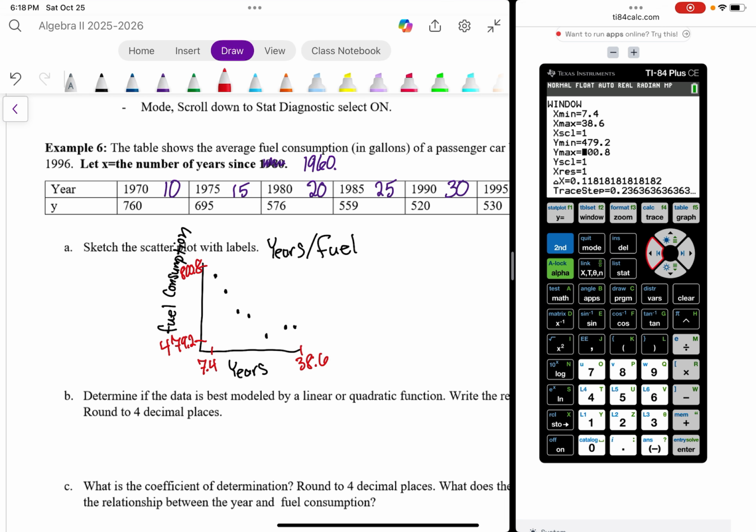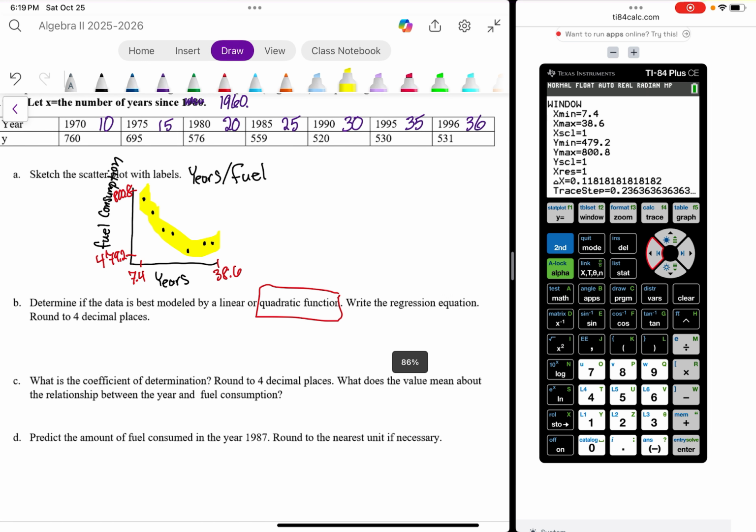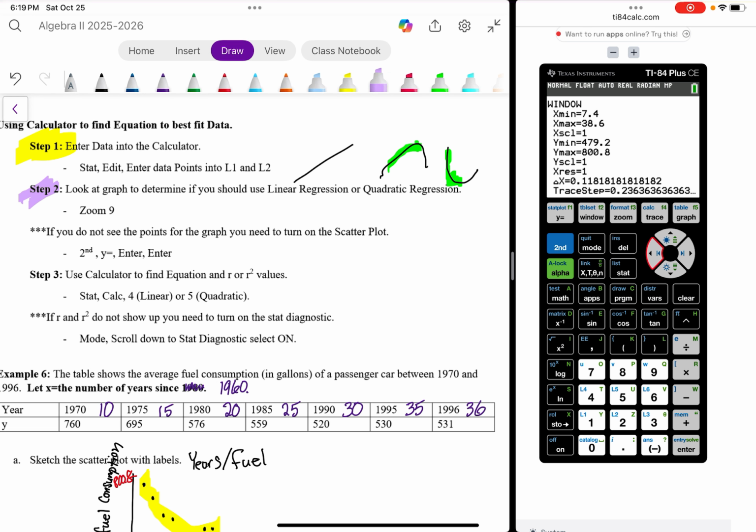Next, we're going to determine if the data is best fit by linear or quadratic. We've already discussed quadratic, and the reason is because this data is curving. So there's a curve to the data, so we want to use quadratic. Now we're going to write the regression equation and round to 4 decimal points. So that's where step 3 is going to come in.